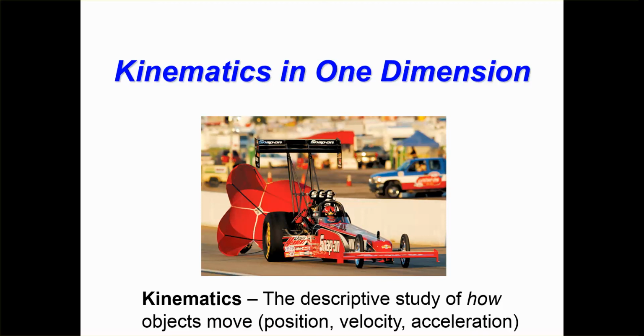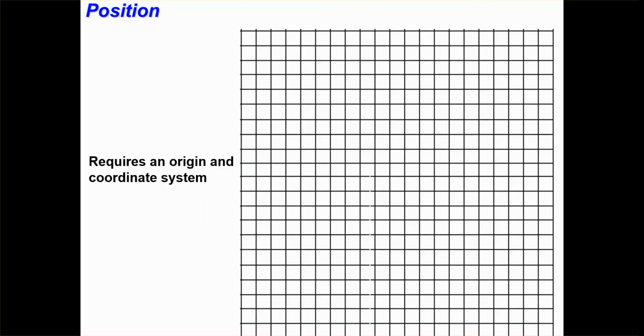Kinematics is a descriptive study of how objects move. We're not trying to describe why they move, but simply describe their motion. So we'll be talking about things like position, velocity, and acceleration. So the first thing to talk about is position.